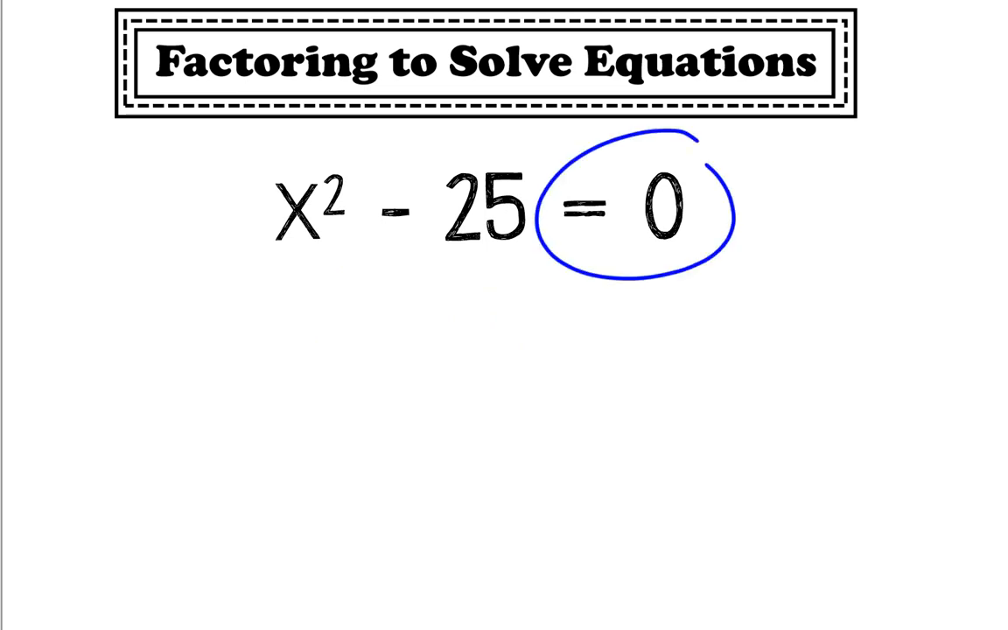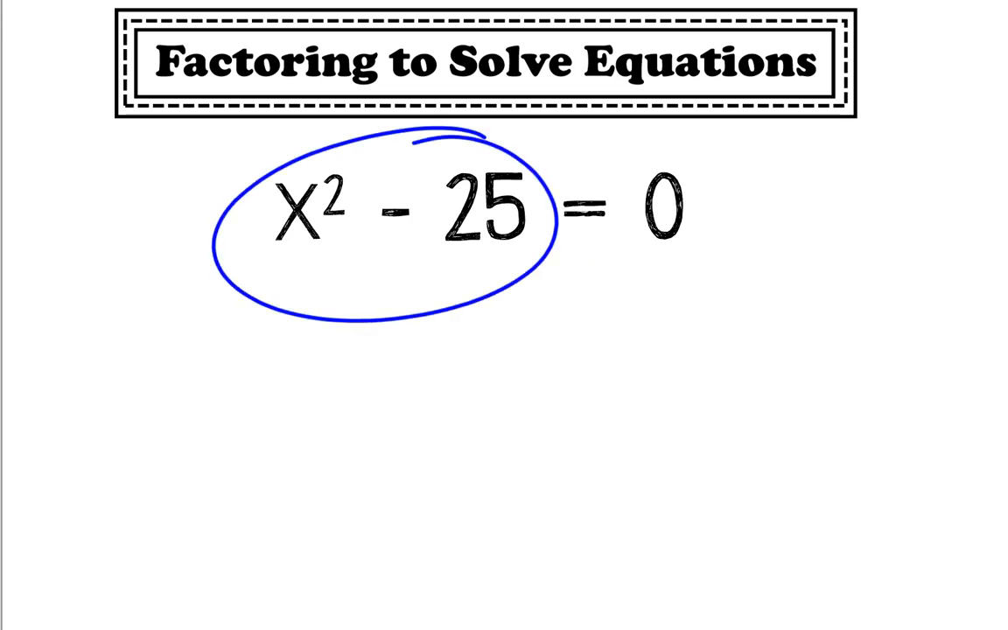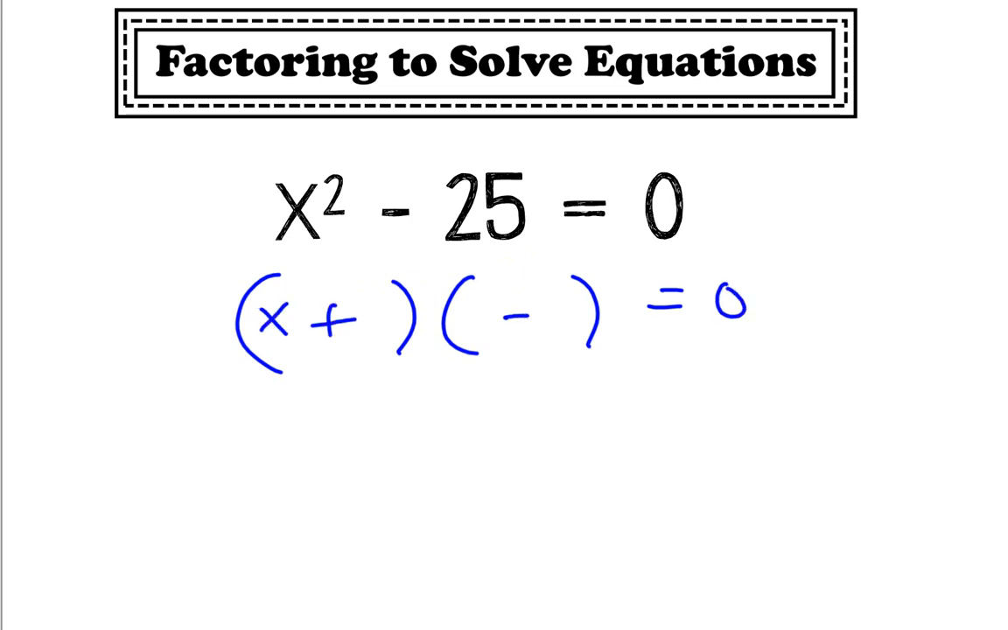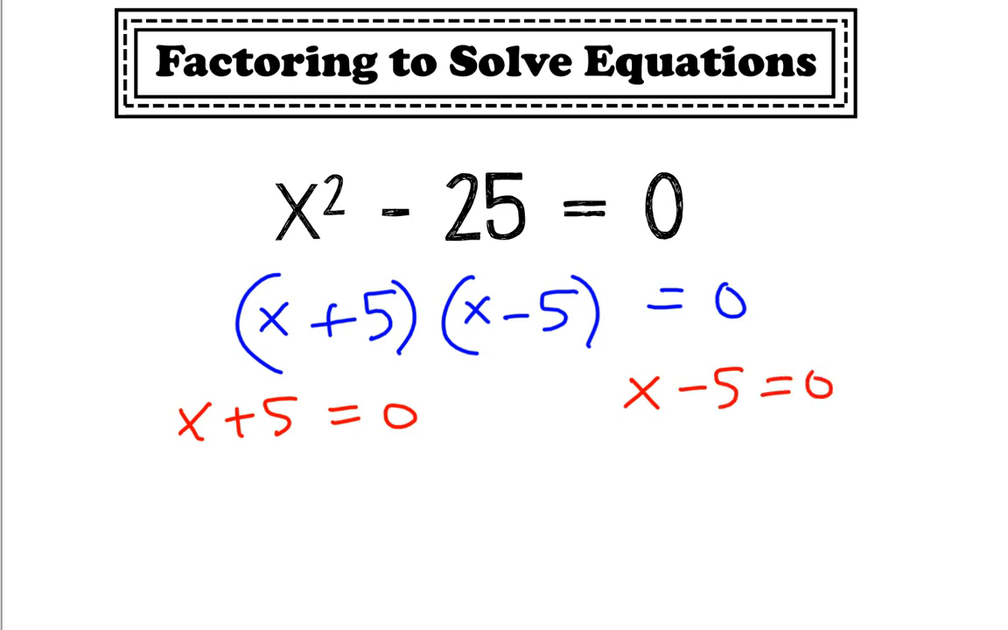Well, I do have an equals 0, but I don't have any factors here. But that looks like a difference of two squares, right? So I'm going to factor this into a sum and difference. And I'm going to square root the first term, square root the last term, and now I have my two factors. Remember, you have to show me the split. You have to show me that this is one of your equations and that this is one of your equations. Any work after this is optional.